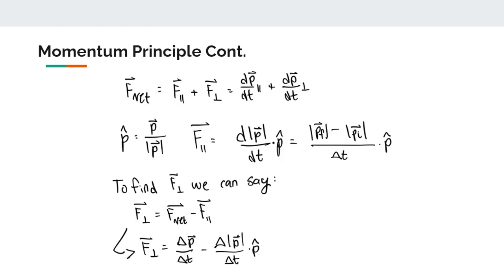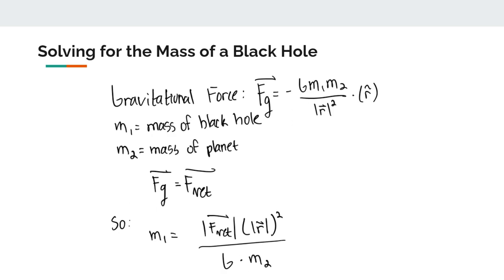So as we are looking at it in parallel and perpendicular components, we can say that the net force is equal to those two combined. And then we can find the parallel force using the change in the magnitude of momentum over the change in time times the unit vector to get the parallel component of the force. And then we can subtract that from our net force to find the perpendicular force. You can do it a couple of different ways, but this is the way I did it.